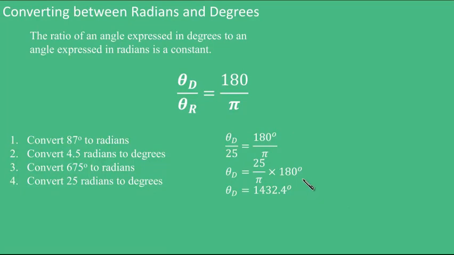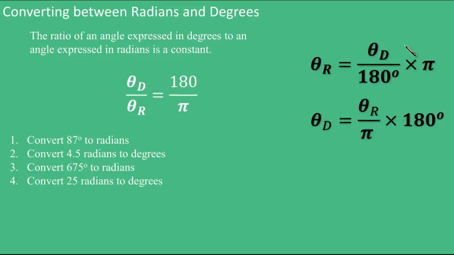And here, we're going to multiply by 180 degrees because we want to convert this to degrees, and we need to find the ratio then of 25 to pi. The ratio of 25 to pi is going to be 7.96 more or less. So this then is going to be 7.96 times 180, which gives us 1432.4 degrees.